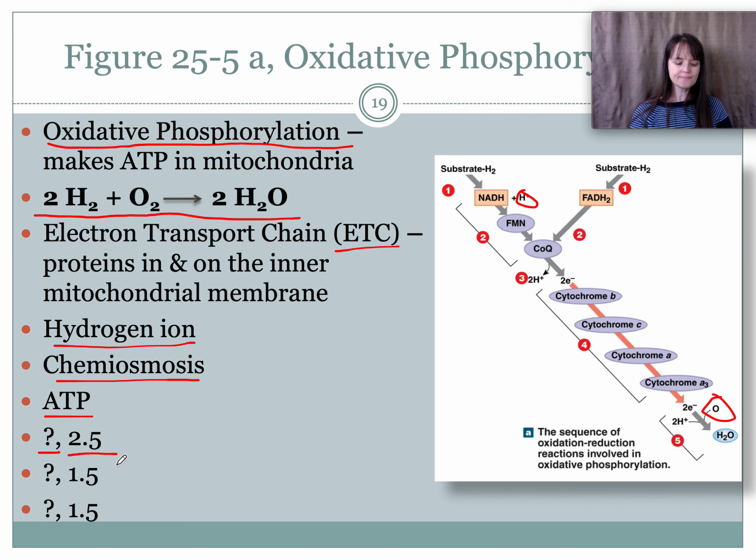For each FADH2, question mark, making 1.5 ATP on their return. And for each NADH from glycolysis, because it passes to the FADH2 hydrogen pumps, making 1.5 ATP. Okay, we got one more page, so we're going to finish this up.